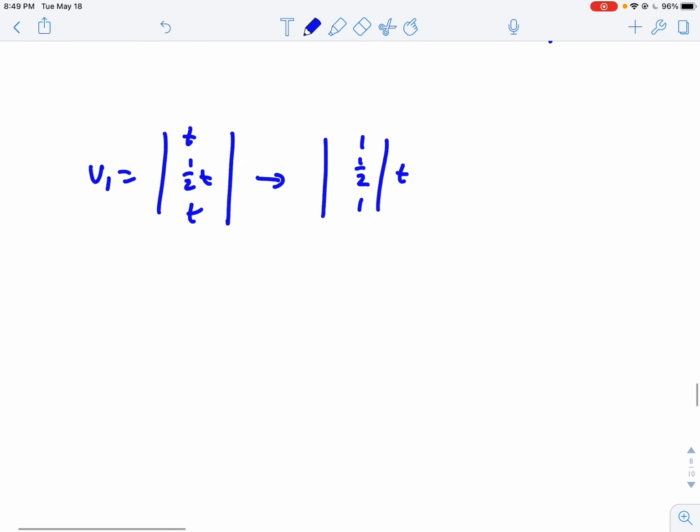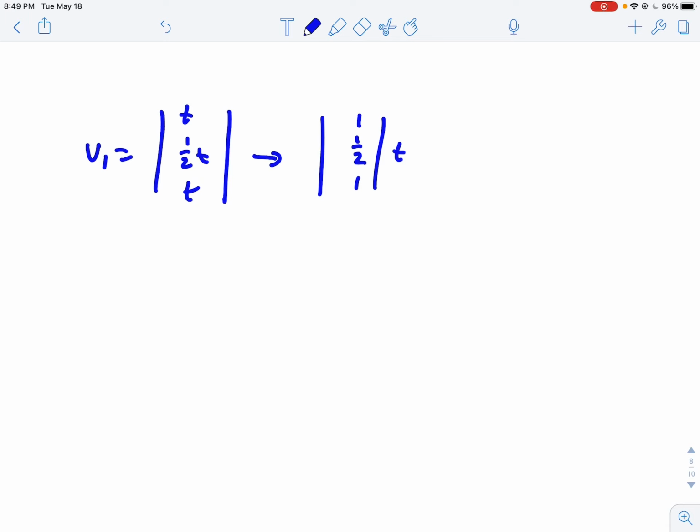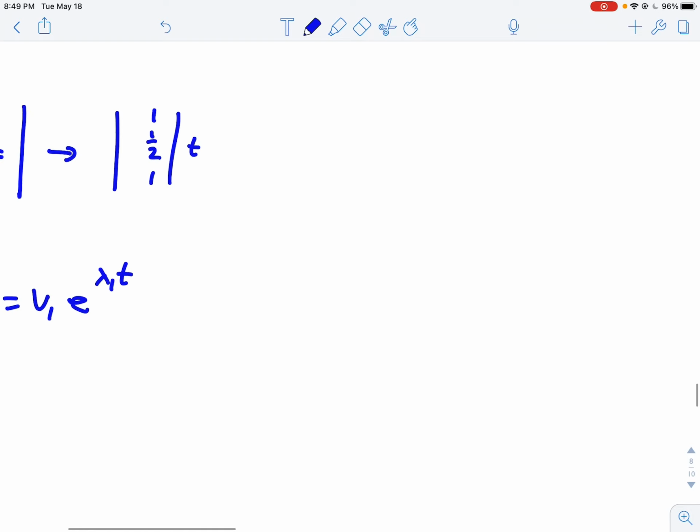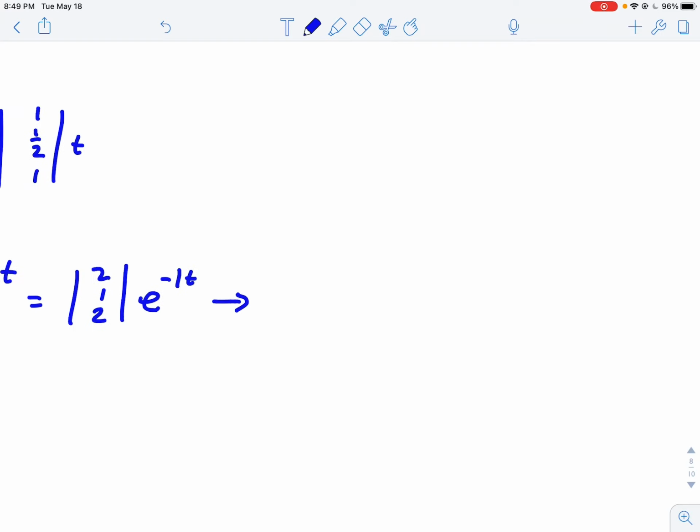And we can now write our first entry in our fundamental matrix, which is x1 of t is equal to our first eigenvector times e to the corresponding eigenvalue times t, which in our case is 2, 1, 2. I multiplied by 2 here, by the way, just to get rid of that fraction, times e to the negative 1t, which simplifies to 2e to the minus t, e to the minus t, 2e to the minus t.